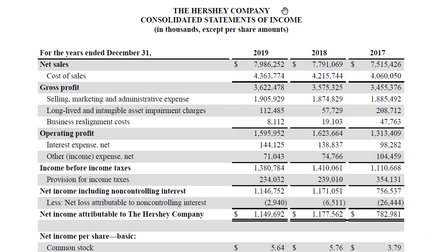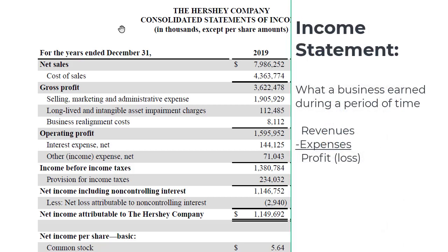Like the balance sheet, you're going to have the company name up here. You're going to have the title of the statement, in this case, consolidated statements of income. Could say income statement, and then it lists that the numbers in the table are thousands except the per share amounts. Now, unlike the balance sheet, which is a snapshot in time, the income statement shows, again, on a very high level, how much revenue, how much expense, and hopefully there's a profit left over a period of time.